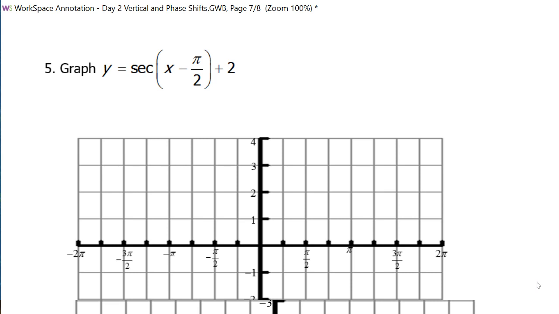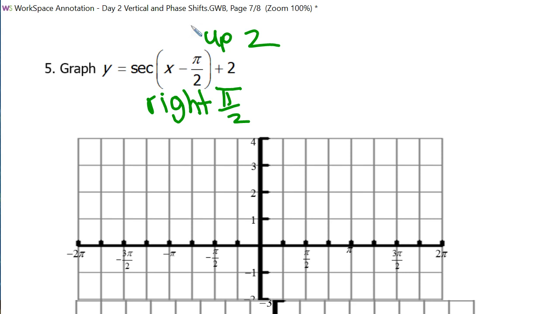Number 5, here the parent function is the secant function. And the value inside the grouping symbol that's being added or subtracted is our horizontal shift. So what does the minus pi over 2 make our graph do? Right. Pi over 2 units to the right. And what's the plus 2 at the back make it do? Up 2 units. If you have multiple transformations, the first thing you need to do is move your graph left or right. So do that first.